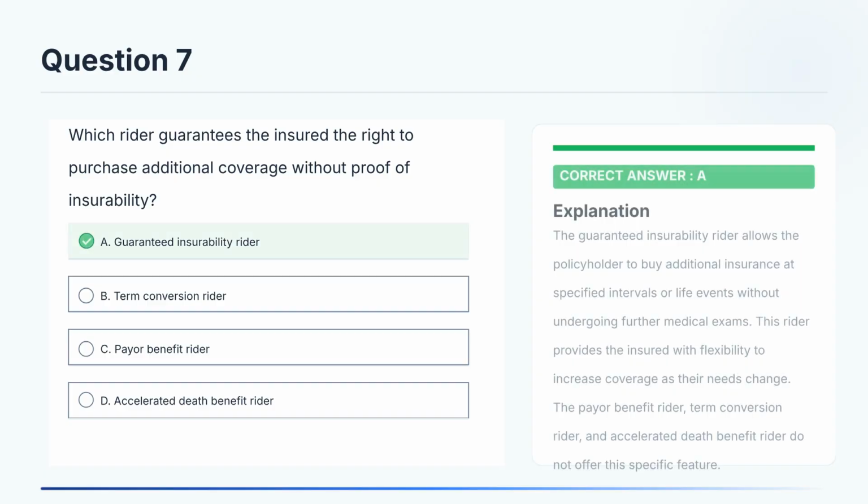The answer is A. Guaranteed insurability rider. The guaranteed insurability rider allows the policyholder to buy additional insurance at specified intervals or life events without undergoing further medical exams. This rider provides the insured with flexibility to increase coverage as their needs change. The pay or benefit rider, term conversion rider, and accelerated death benefit rider do not offer this specific feature.